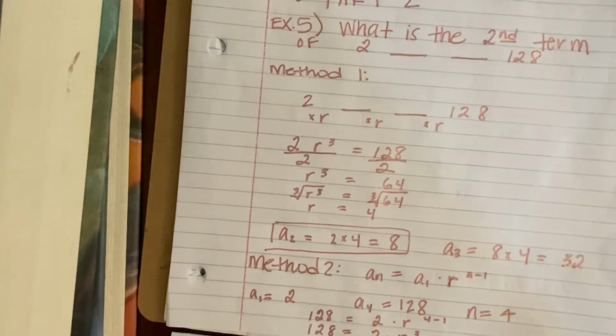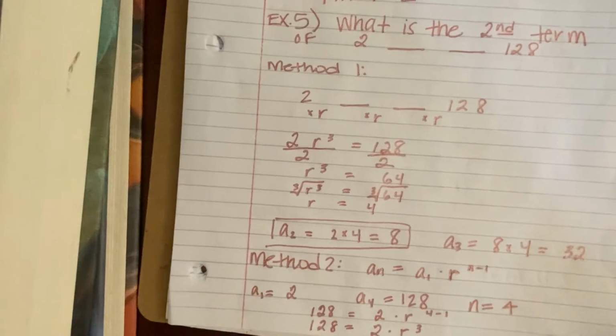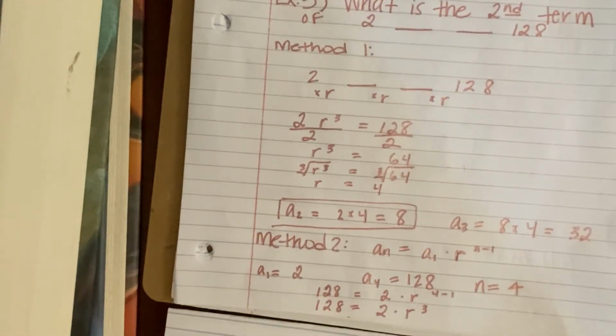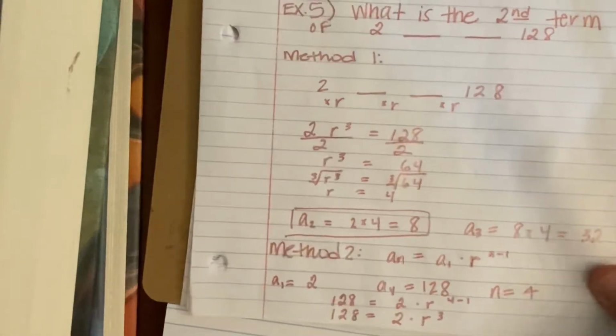So 128 is equal to the value of my first term, which is 2. We don't know the ratio. And I could substitute for n 4. 4 minus 1 gives us an exponent of 3. Okay, so we're going to solve for r.